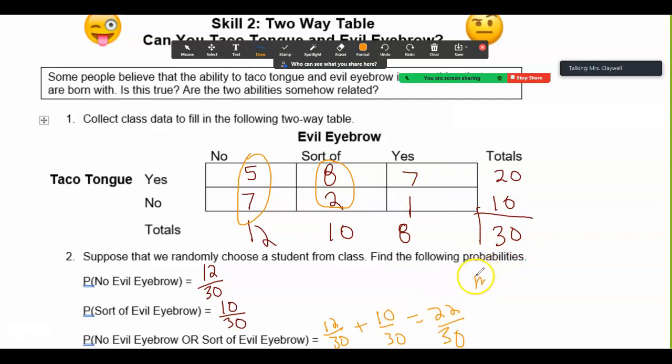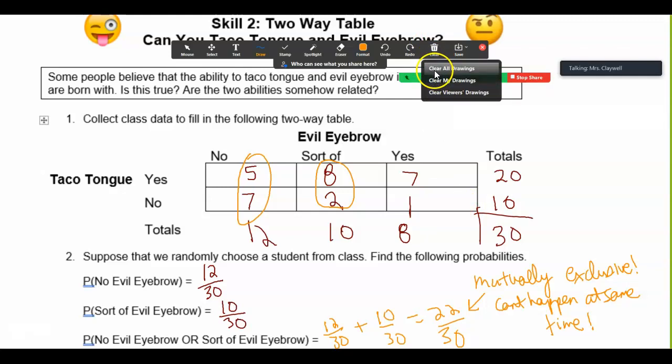These events are called mutually exclusive. This means they can't happen at the same time. For example, I can't do no evil eyebrow and sort of evil eyebrow at the same time. Mutually exclusive events are two events that can't occur at the same time. So it cannot be a Tuesday and a Thursday at the same time. Once you have this, go to the next screen.